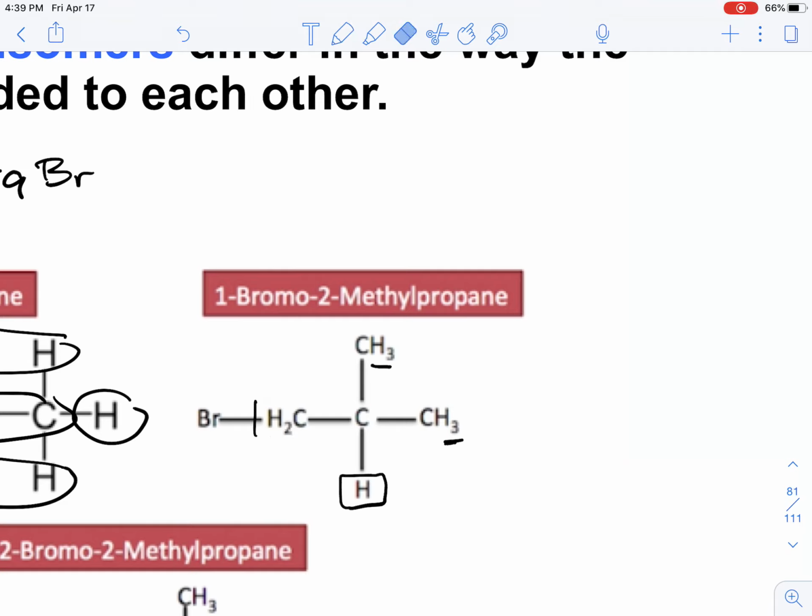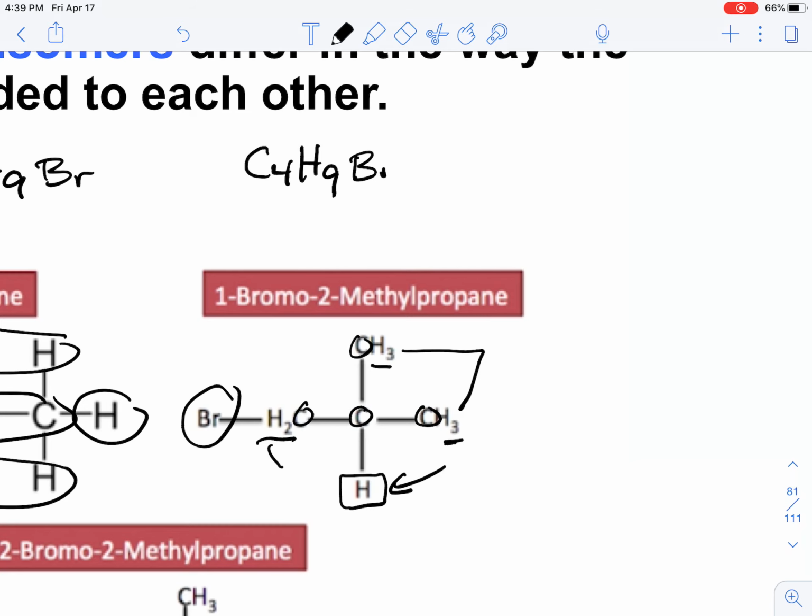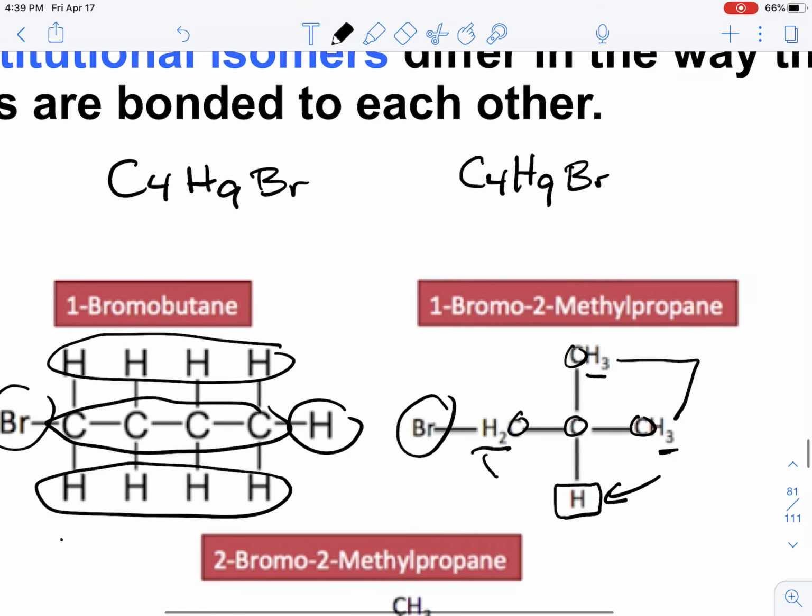Let's go ahead and count. Here for carbon, we have 1, 2, 3, 4 carbons. For hydrogen, we have 3 plus 3, that's 6, plus 1 is 7, plus 2 is 9. And we have 1 bromine. Now, if you compare their chemical formulas, they're the same. Therefore, 1-bromobutane and 1-bromo-2-methylpropane are constitutional isomers of each other.